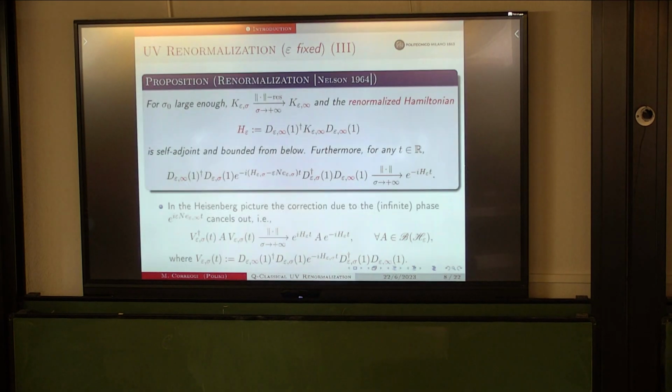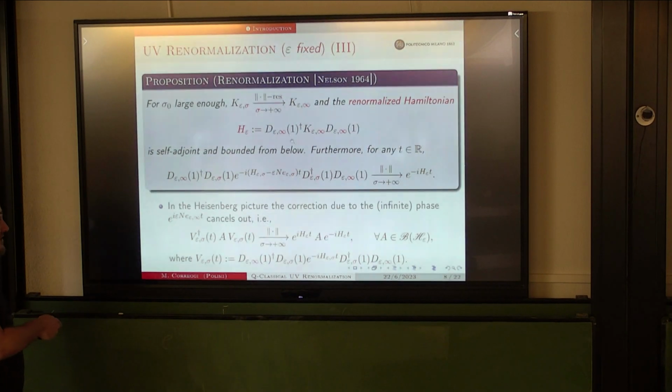Because what you do then? Well, you define, again for sigma naught large enough but independent of anything else, sigma and epsilon or whatever, you prove first that k epsilon sigma converges in norm resolvent sense as sigma goes to infinity to this k epsilon infinity. And you define your renormalized Hamiltonian as the undressed operator for sigma equal to infinity. So you go back with the dressing transformation, but now with the dressing at sigma equal to infinity, of course.